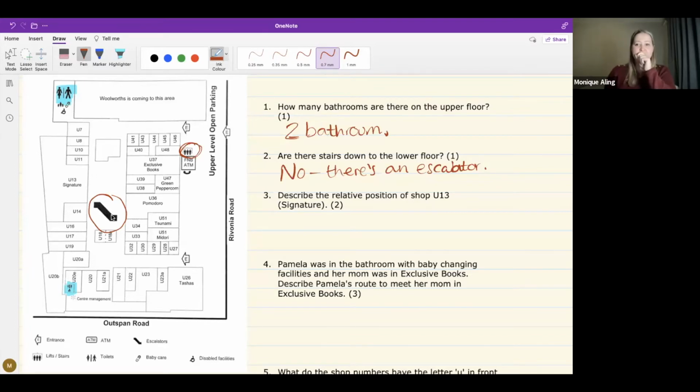Okay, so can we agree? Here's the shop that we are looking at. We need to describe where it is. It is between shop 11 and shop 14. And it's opposite shop 39 and 38. That's basically describing its surroundings. There's nothing behind it. So we can only talk about what's on either side of it and in front of it. Remember the words that we use: left, right, in front, behind, etc.